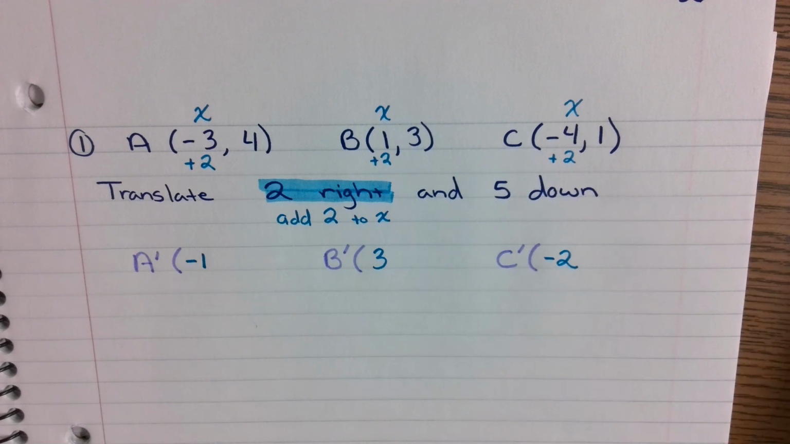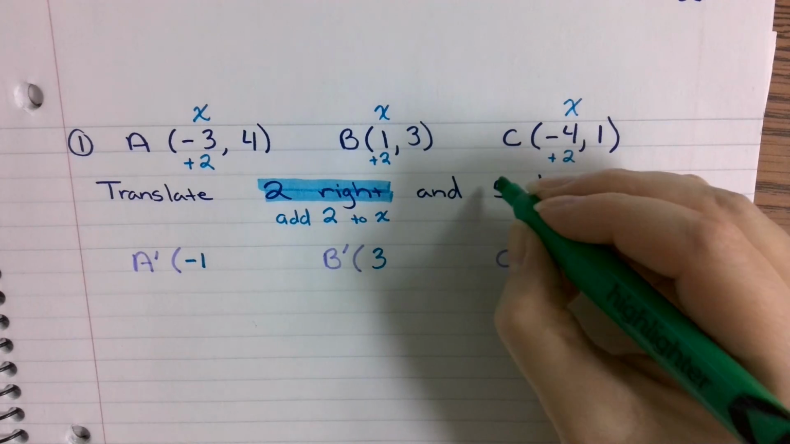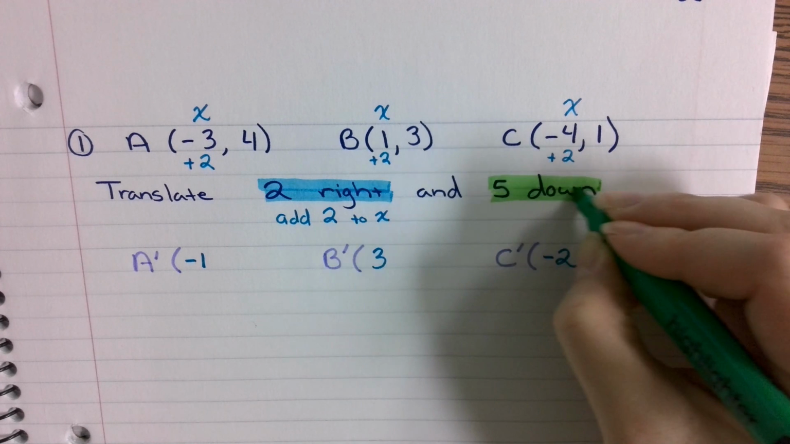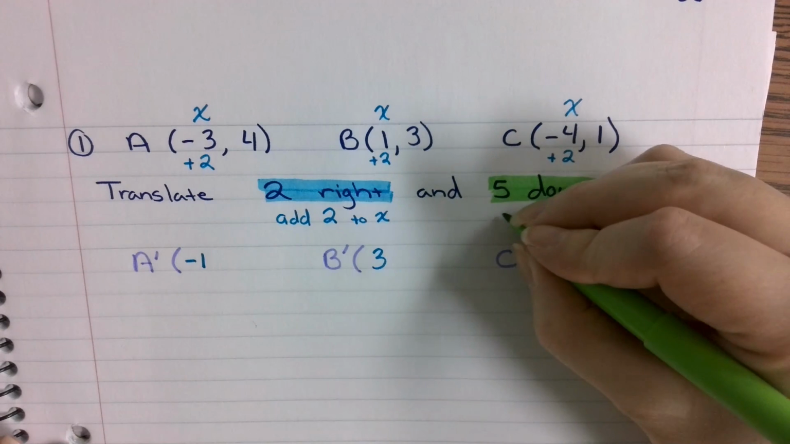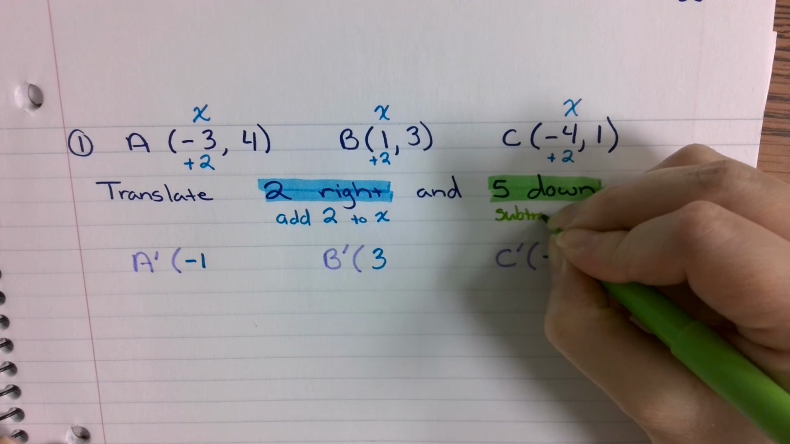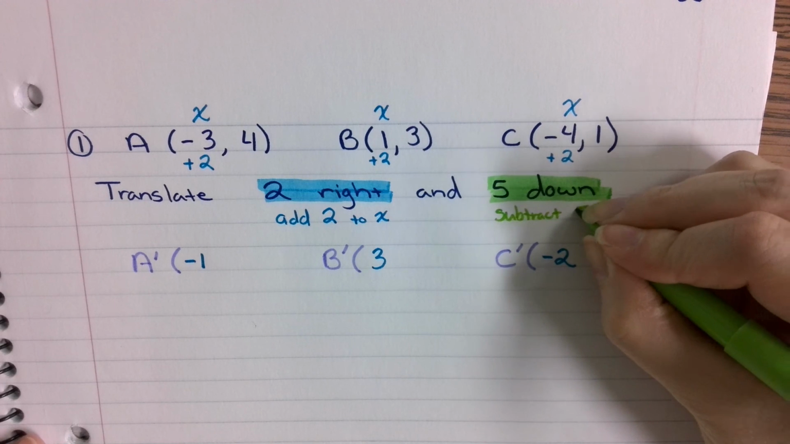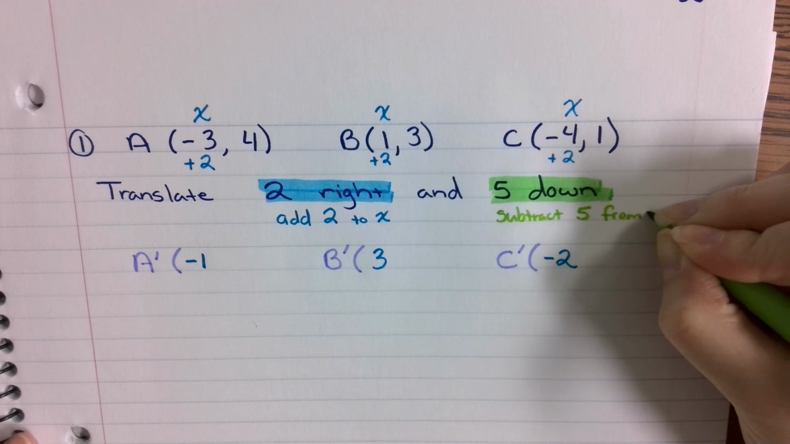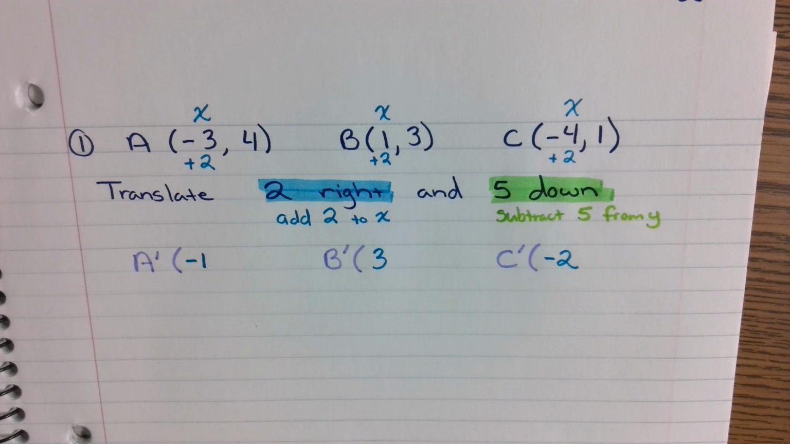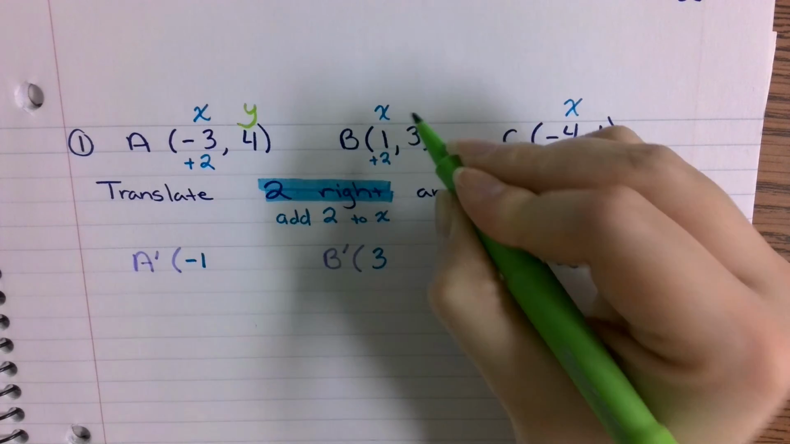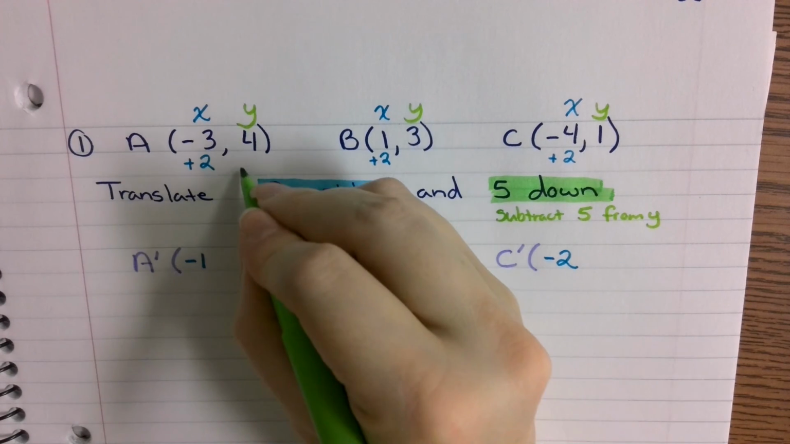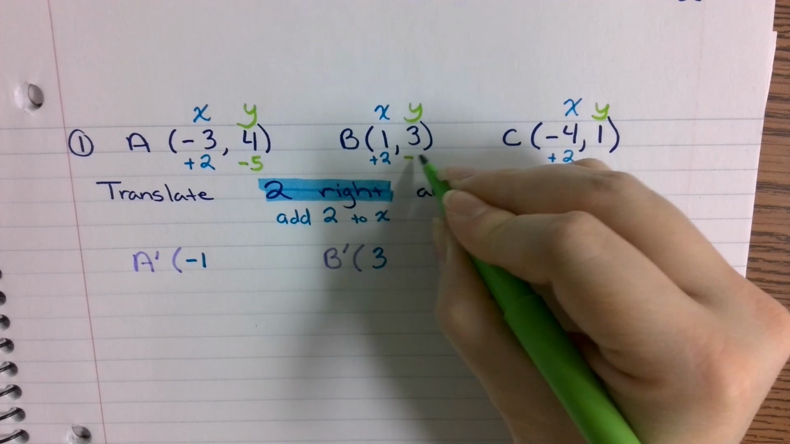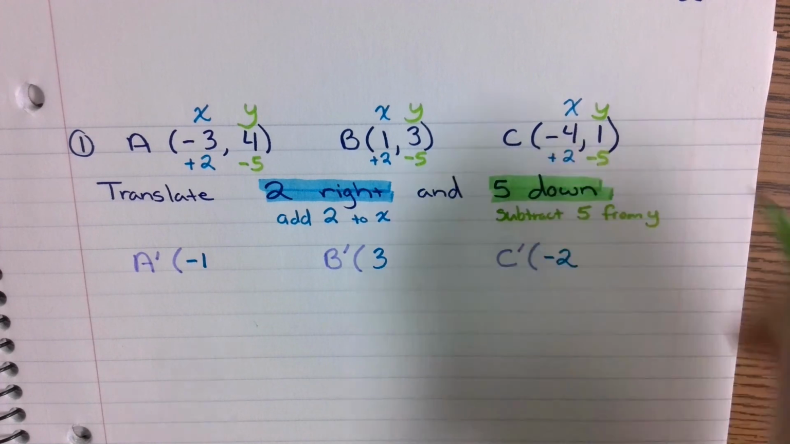Now let's focus on the y translation. The y translation says it's going to go 5 down. Since I'm going down, that means I'm going to subtract 5 from my y. Obviously these second values are all my y's. And under each of them, I'm just going to put a minus 5. Minus 5, minus 5, minus 5.